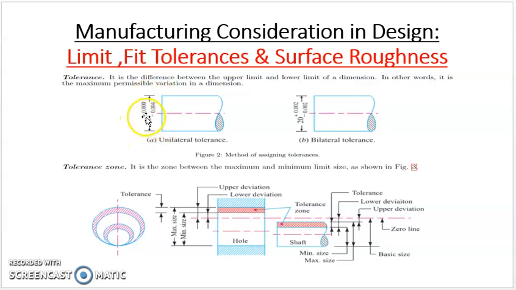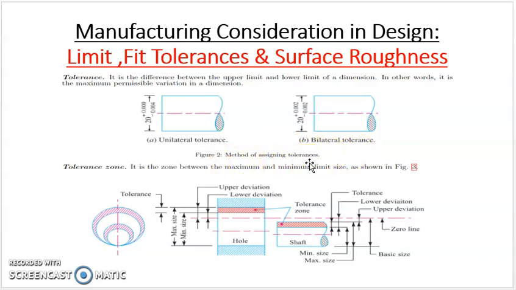As you can see, if one side, the upper side limit, is 0.000 and on the other side there is some limit in the tolerance, that is called unilateral tolerance. If both side limits are there, meaning plus 0.002 and minus 0.002, that is called bilateral tolerance. So this is the method of assigning tolerance.